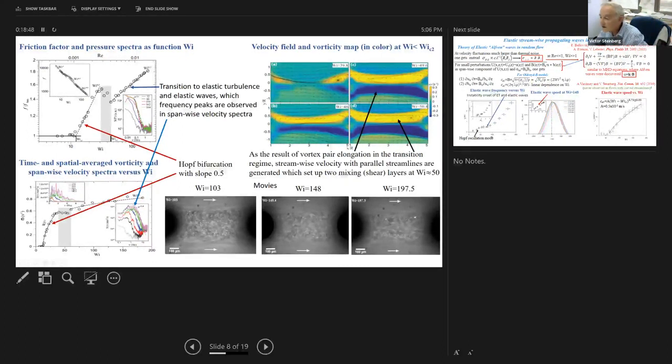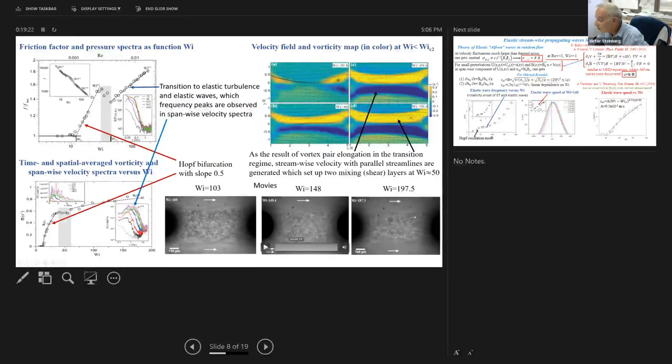Now, besides, we also measure spectra. Here, it's the pressure spectra, with index about 3.2 plus or minus 0.2. And this is the span-wise velocity spectra with index 3.4 decay and some peaks, oscillation peak, or velocity peak.